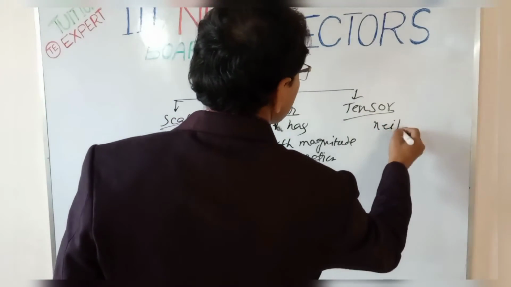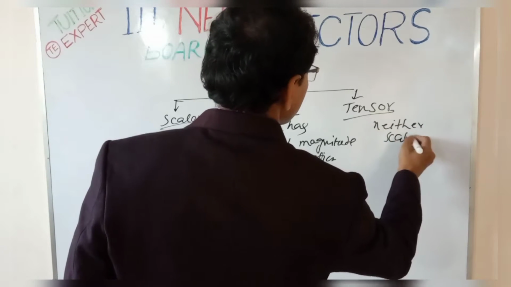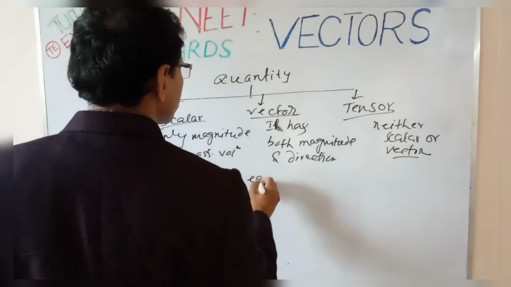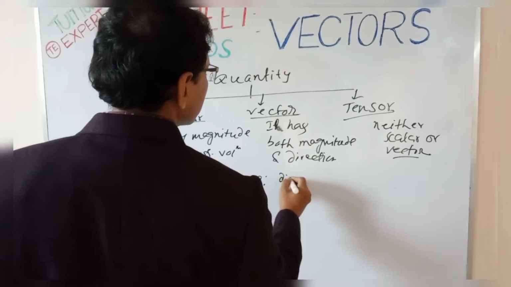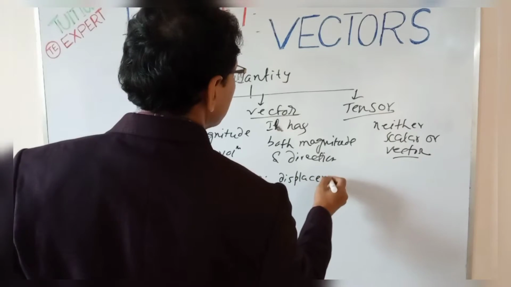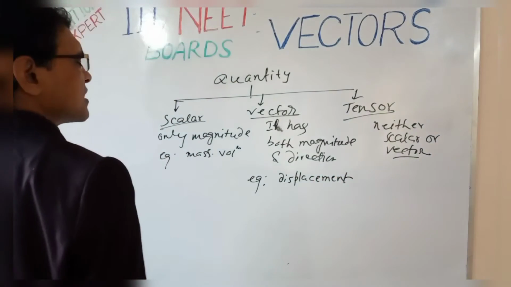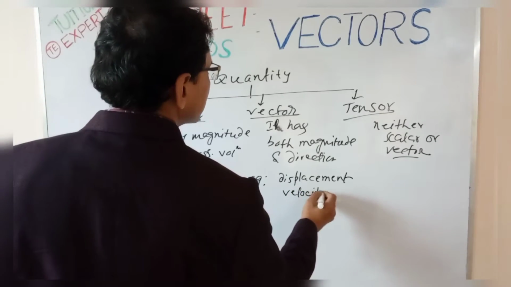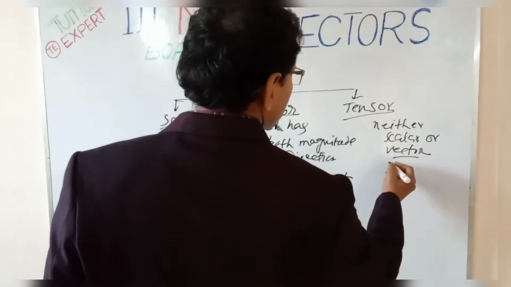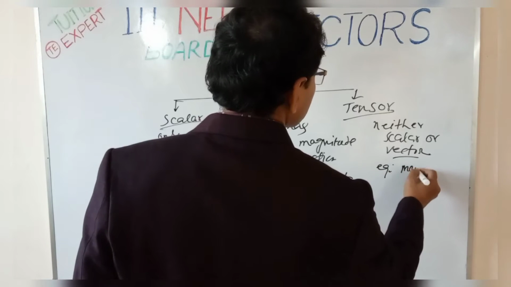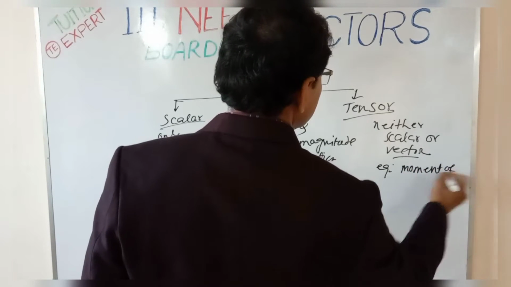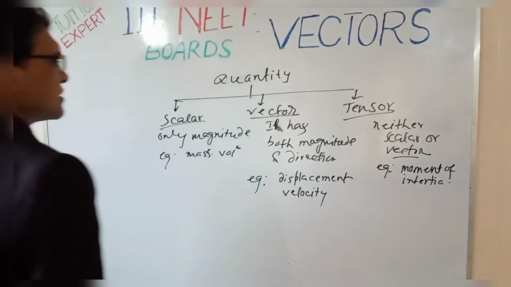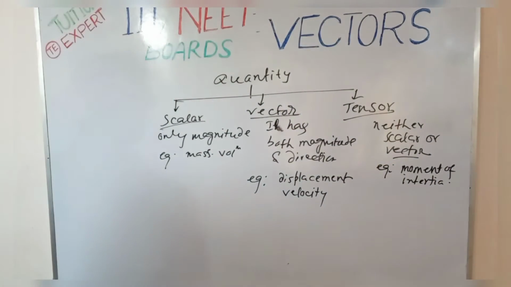Neither scalar nor vector. Here, an example of a vector is displacement. Displacement is the shortest distance. It needs a direction. Velocity also needs a direction. Tensor, example: moment of inertia. This term will be discussed later. So there are three quantities.